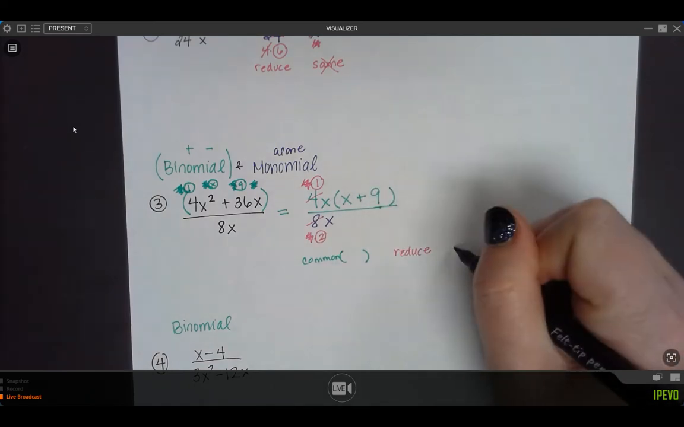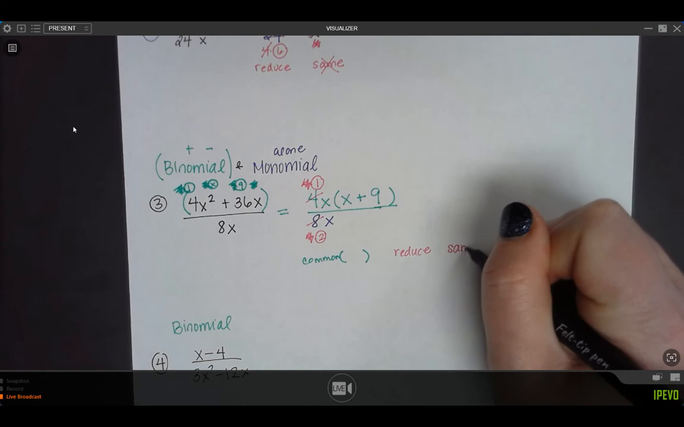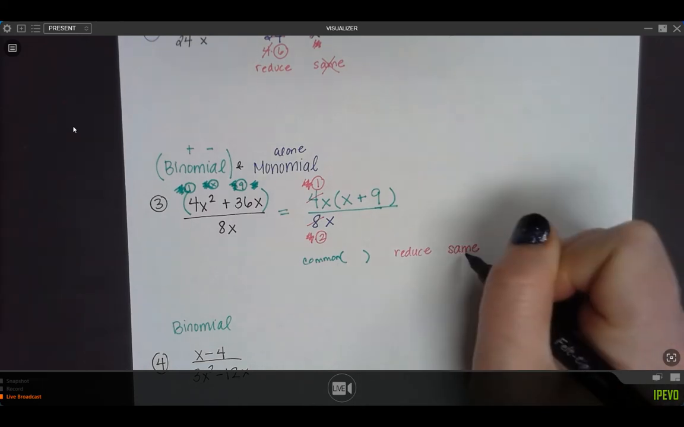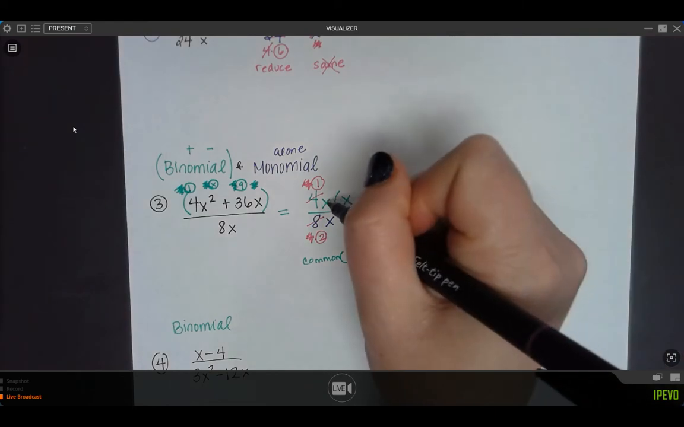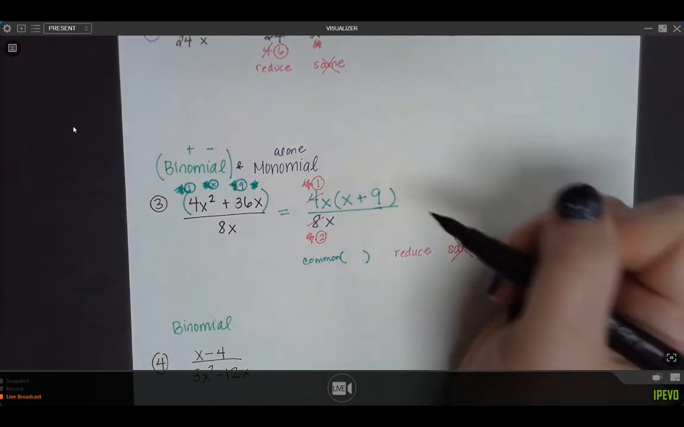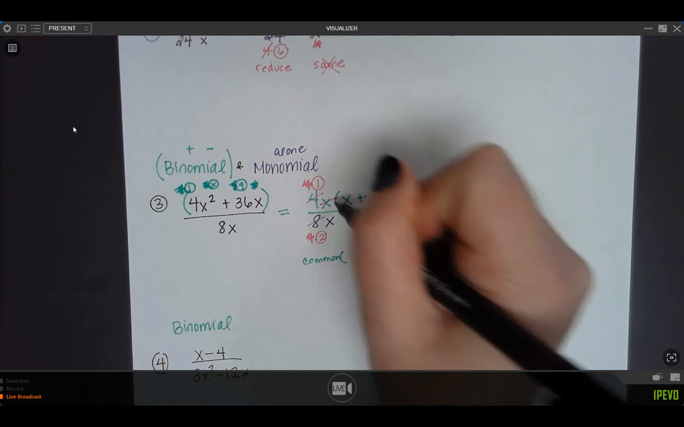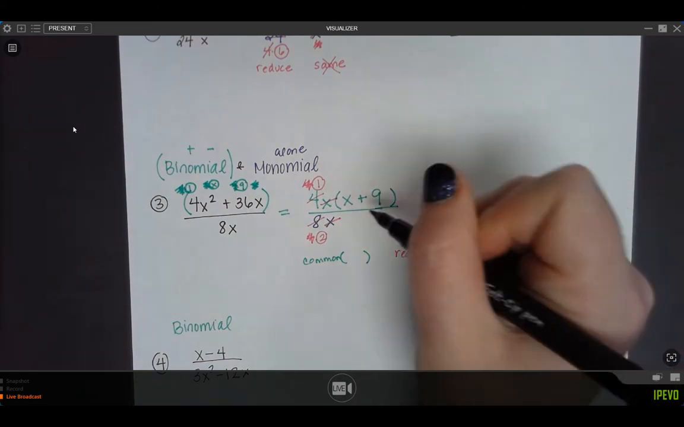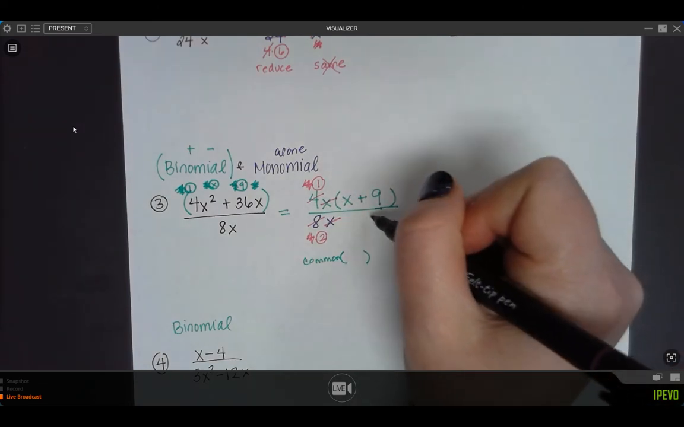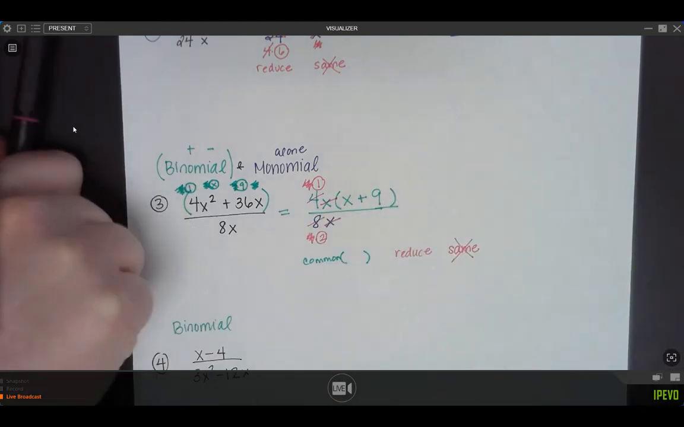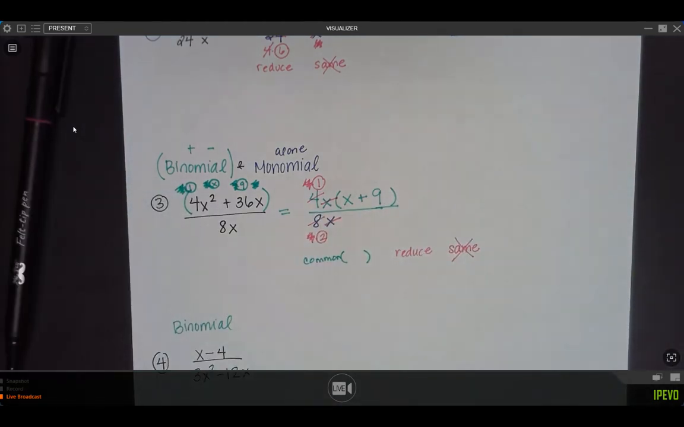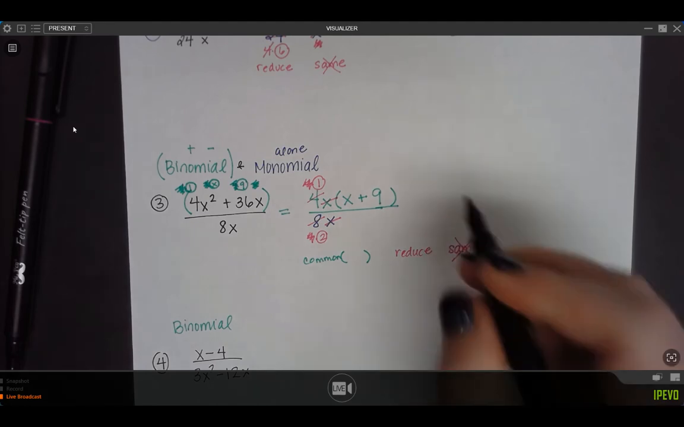I also want to see if there's anything exactly the same. If there's anything exactly the same, I'm going to get rid of it. I notice there's 1x on top and 1x on bottom, so I can get rid of them. Now this x plus 9 has no match down here, so I can't get rid of the x plus 9. So my leftover pieces, my answer to this problem.